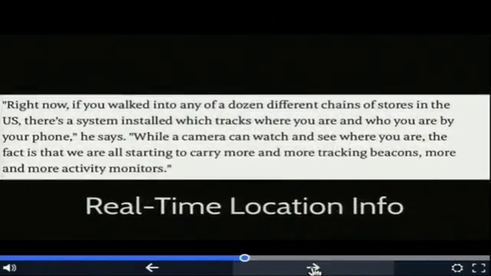So they're collecting real-time location info as well. I just think it's important to be cognizant of these types of things. Part of my goal, for some of the audiences that do go to these sites, was to make them more aware of the privacy implications and the kind of tracking that's going on.